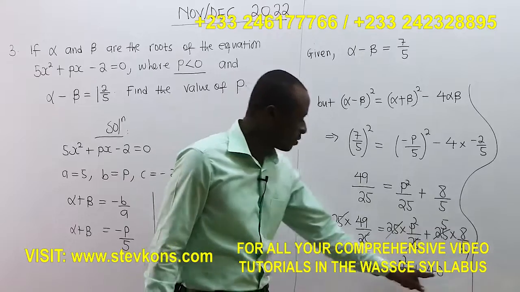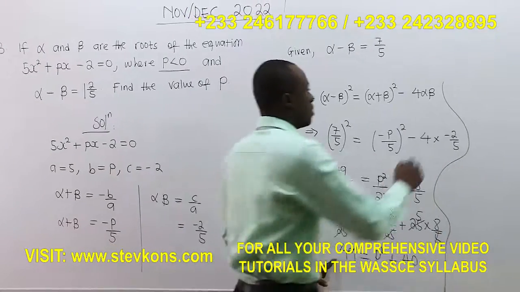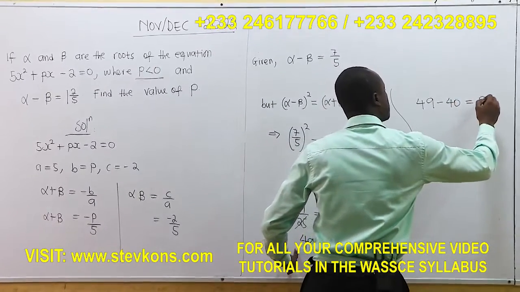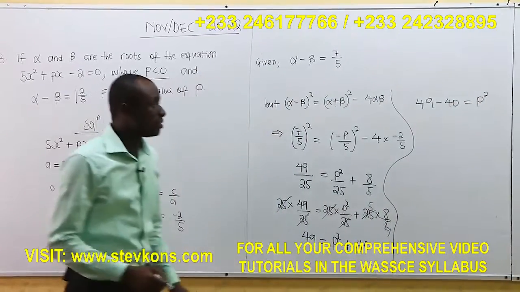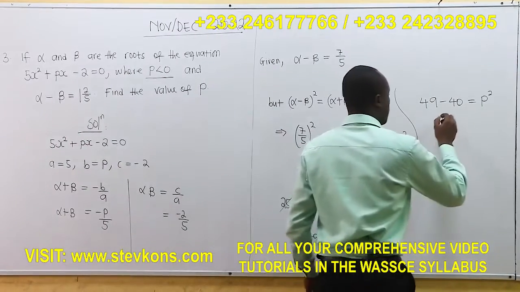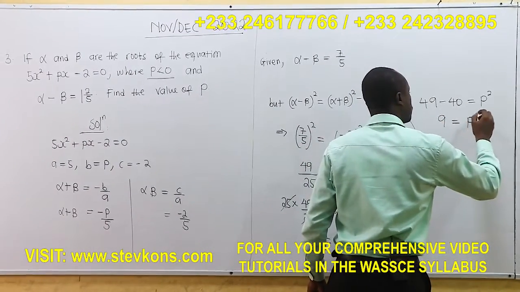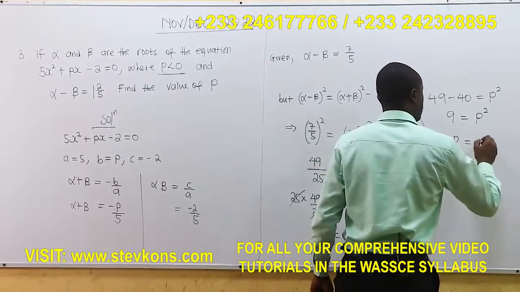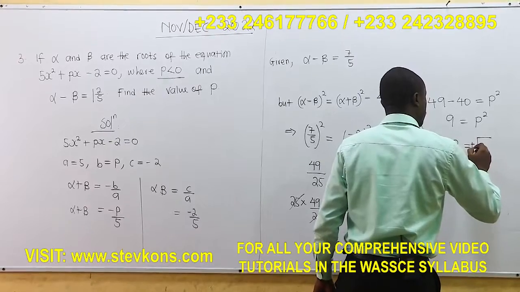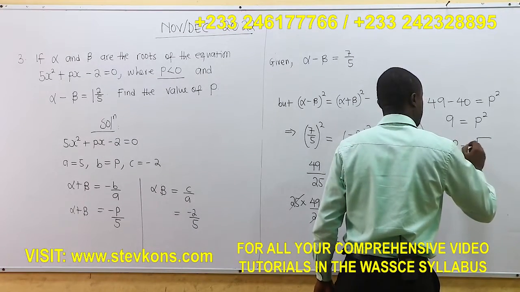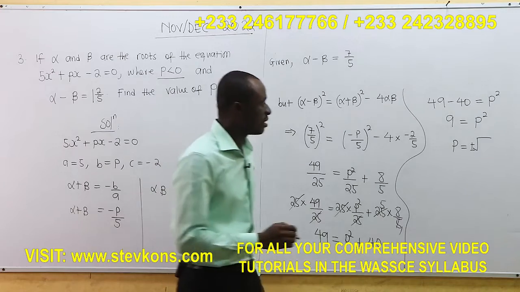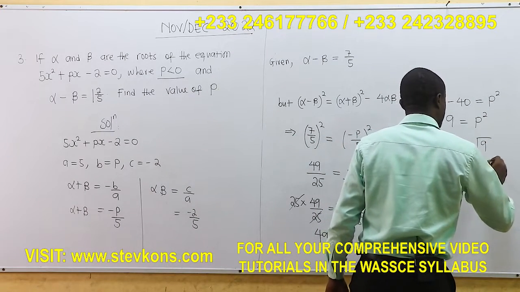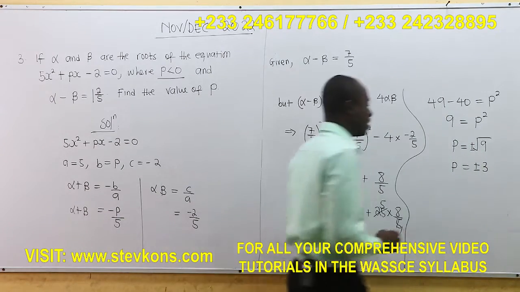Now we group like terms, so this has to cross to the other side. So we have 49 minus 40, and this is equal to p squared. Clearly, 49 minus 40 is 9, so 9 equals p squared. Now, clearly p is equal to the square root of that. We shouldn't forget plus or minus. P is equal to plus or minus the square root of 9, and clearly our p is equal to plus or minus 3. The square root of 9 is 3.